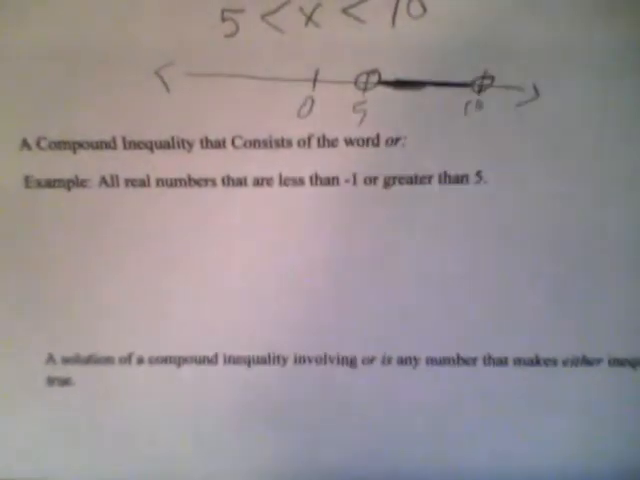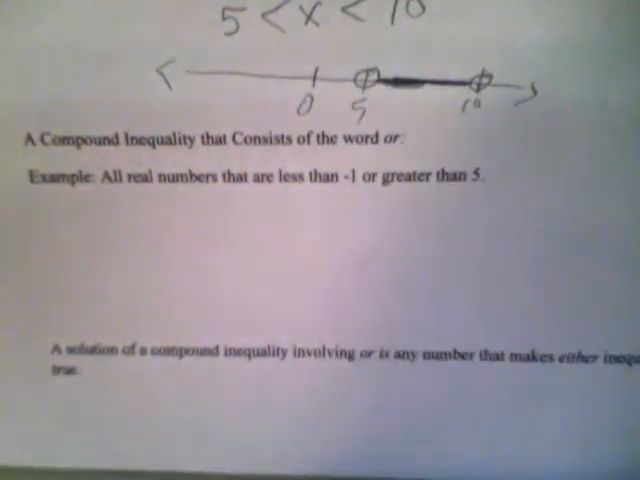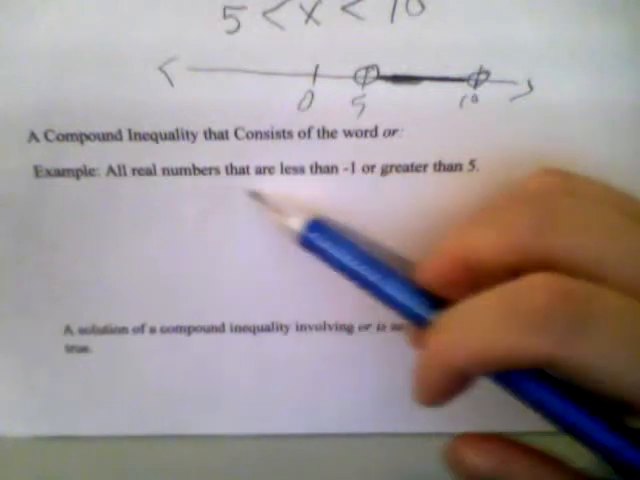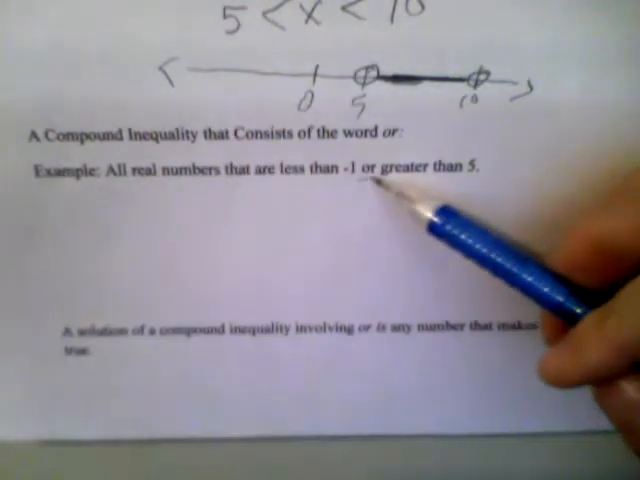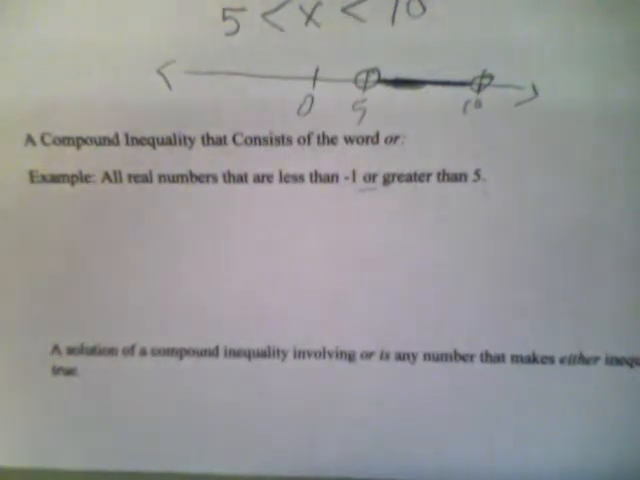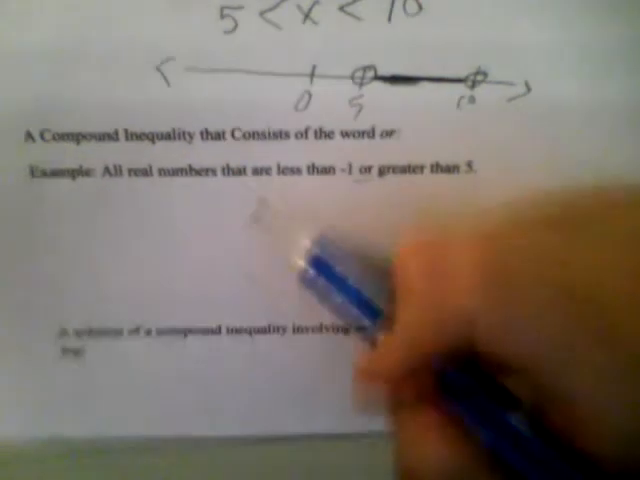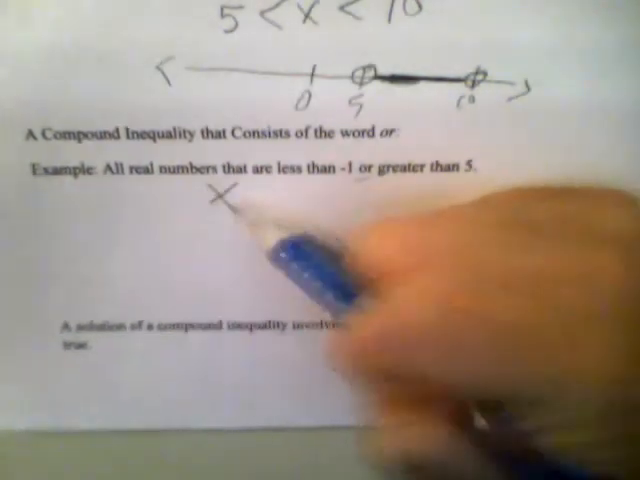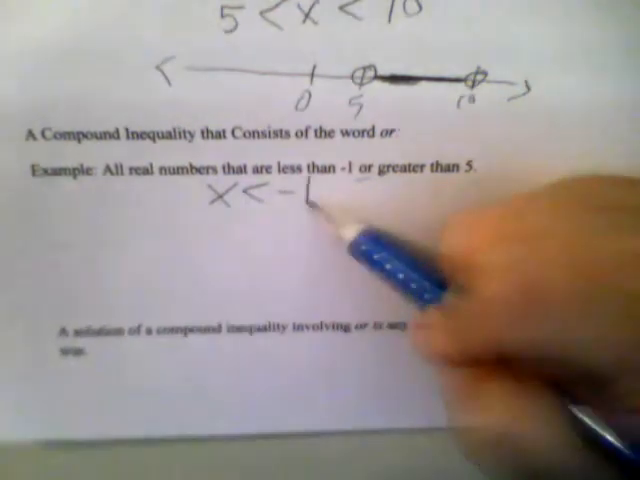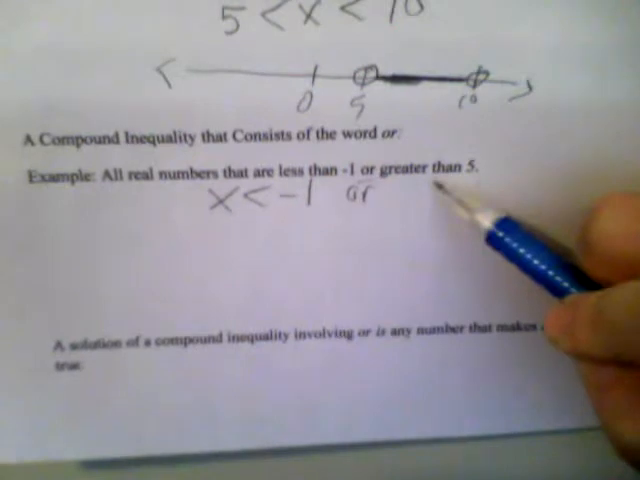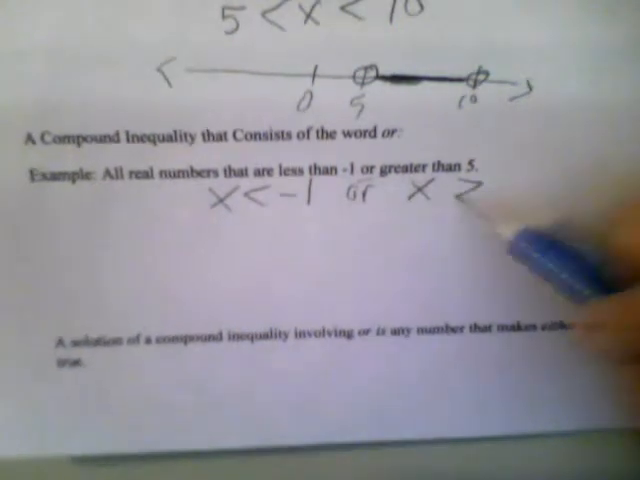So for this one, it is joined by the word or. We have all numbers that are less than -1 or greater than 5. So we can start writing this out the same way. So all real numbers that are less than -1, so x is going to be less than -1 or greater than 5. So I'm going to put or x is greater than 5.